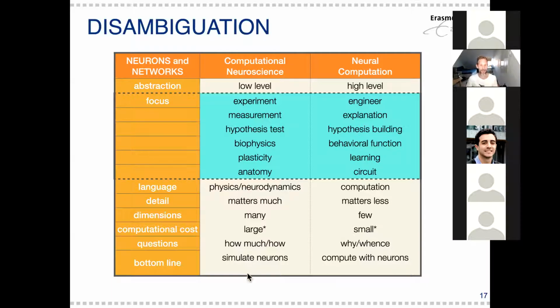So questions in computational neuroscience are metrical questions, measurement questions, how much, so hypothesis testing: if I do this, what happens there? Whereas in neural computation, the questions are why, and when is it better? So where does this function emerge from? What are the bare essentials that I need to assume? And so the bottom line, simple. One's simulating, the other one's computing.